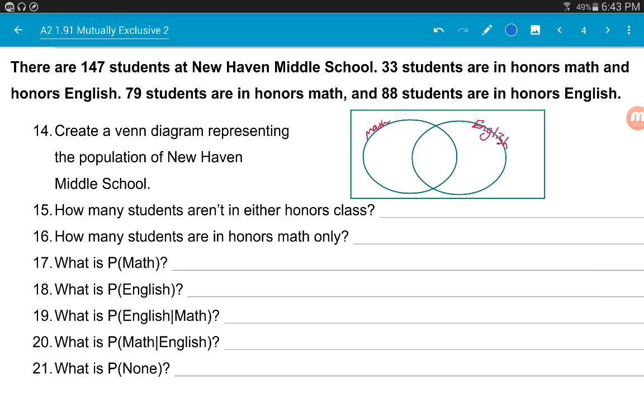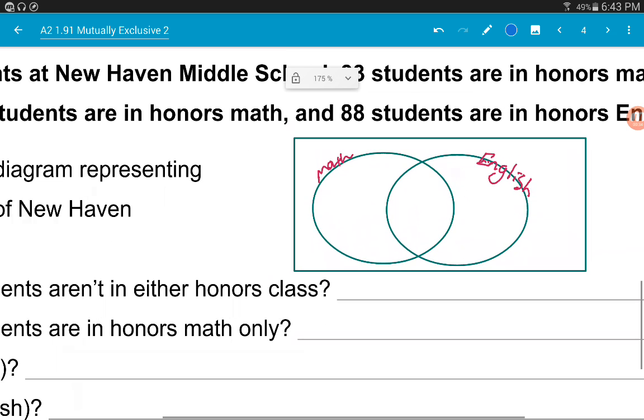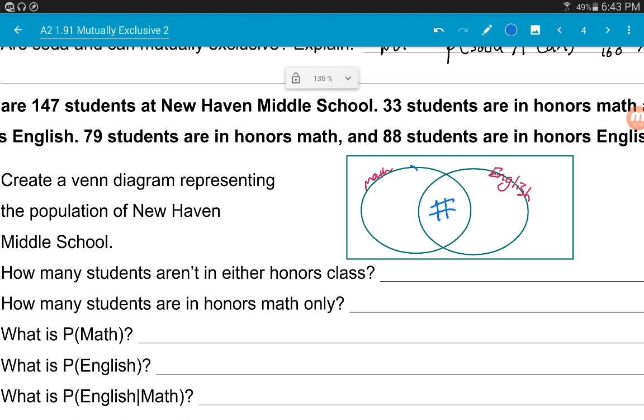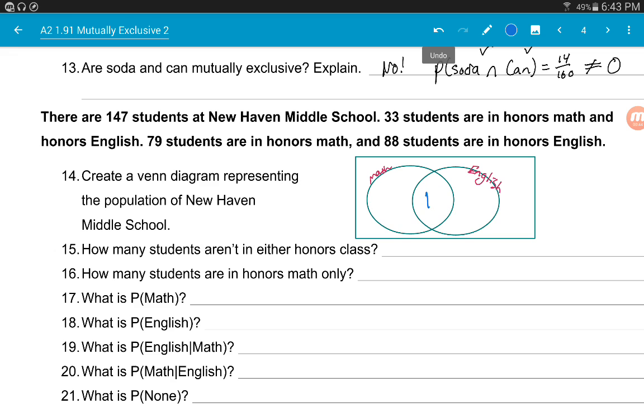So, as always, when we start a Venn diagram, we want to start in the middle. So these students in here are going to be students who are in math and also in English. They're enclosed in both circles. So those are going to be these 33 students right here, because it says they're in Honors Math and Honors English. So 33 goes in the center.